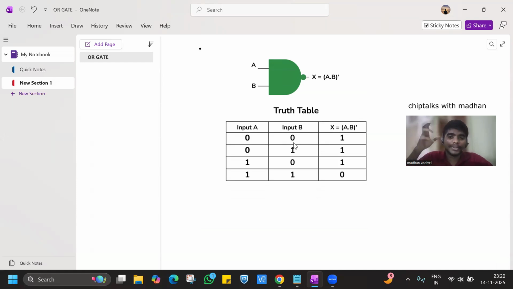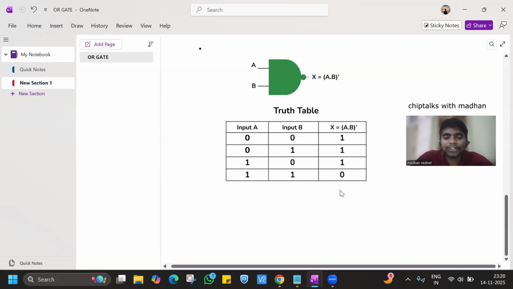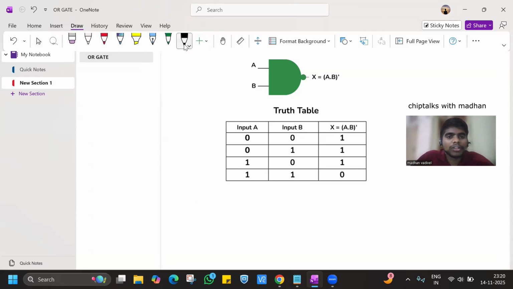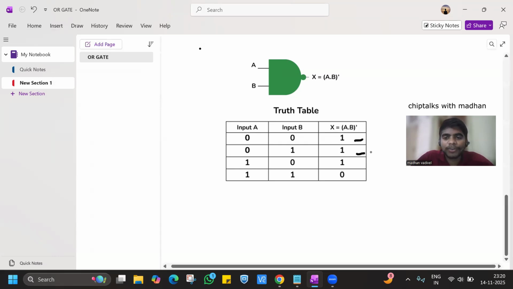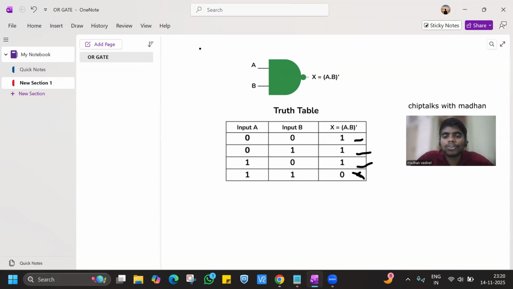In universal gates also, we prefer NAND gate compared to NOR gate. See that in the diagram, the truth table. Wait, I will draw. In the diagram, we see one, two, three outputs are high, and only one is low. But in NOR gate we don't have many high outputs, whereas in NAND gate we have many high outputs. So we prefer NAND gate over NOR gate.